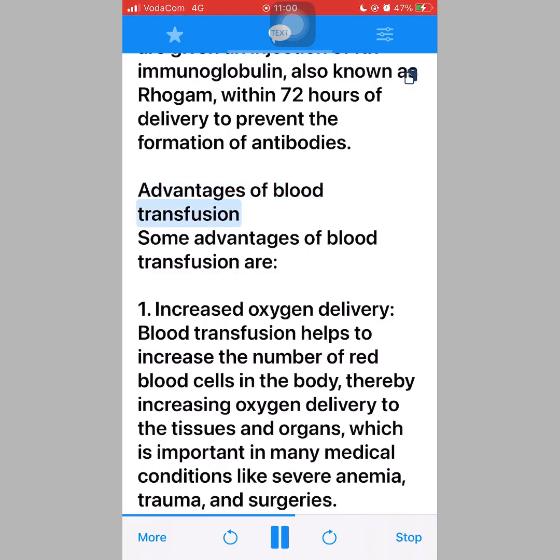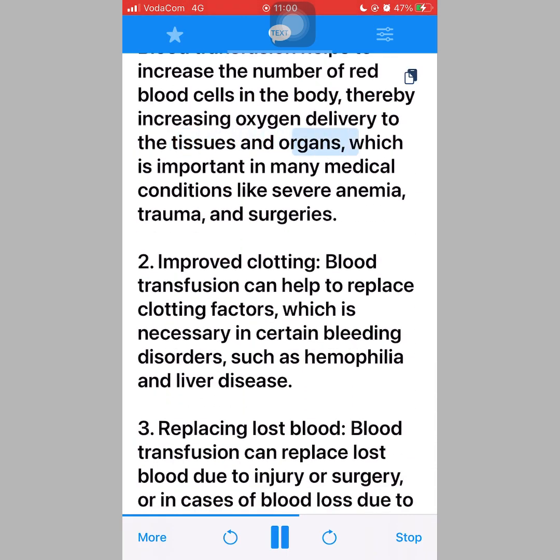Advantages of blood transfusion. Some advantages of blood transfusion are: 1. Increased oxygen delivery. Blood transfusion helps to increase the number of red blood cells in the body, thereby increasing oxygen delivery to the tissues and organs, which is important in many medical conditions like severe anemia, trauma, and surgeries.